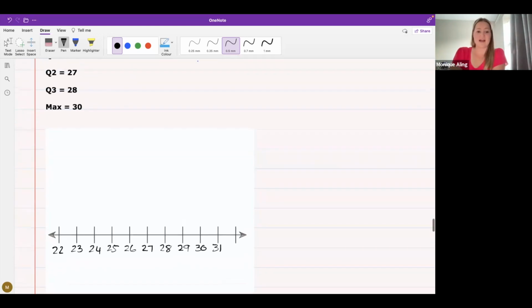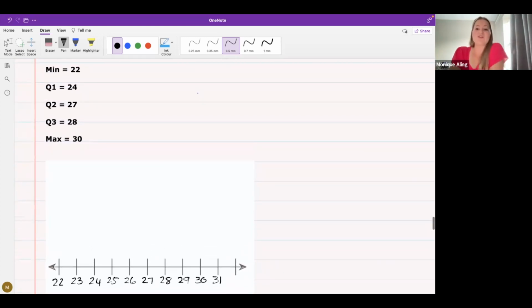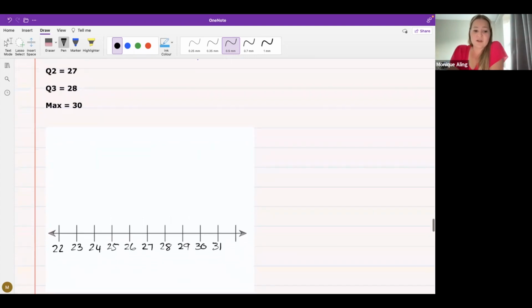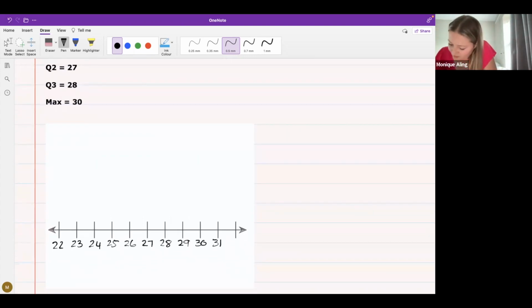Okay, so number line, all sorted. We start with our minimum value. Our minimum value is 22. So I'm going to plot it on my number line, just anywhere above the number line. That is my minimum value, 22.